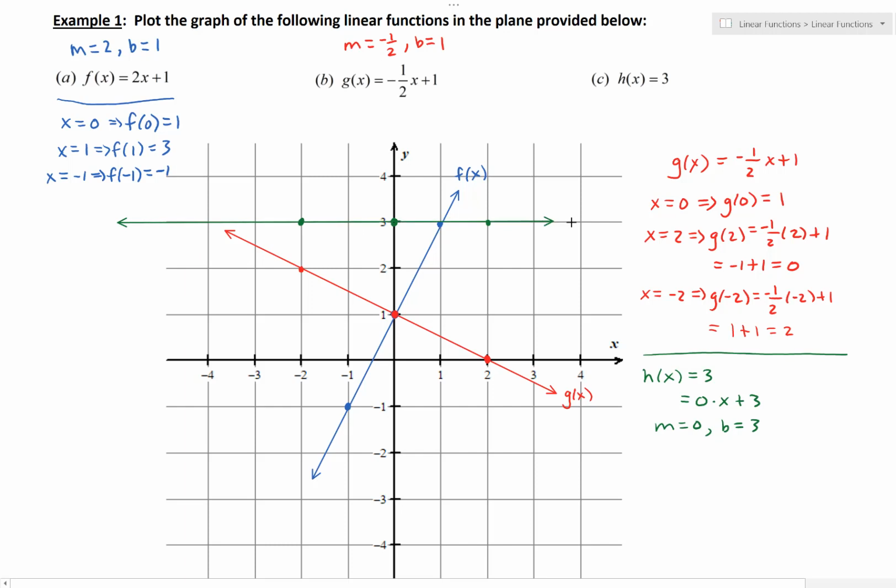So go ahead and draw the graph of that one here. And there you go. That's the graph of h of x. Notice that that line is a horizontal line, right? And that has to do with the fact that the value of m is equal to 0. So we just got going here, drawing some graphs by simply plugging in some input values for x. And we see that, we say it's a linear function, and their graphs are lines. Go figure.